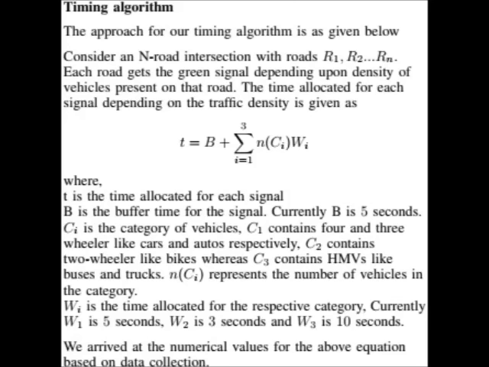Now for each category we had assigned a different time weight. In this case, for category 1 we had allocated 5 seconds, category 2 3 seconds, and category 3 10 seconds. We arrived at those numerical values of weights based on the amount of time, on average, the particular category of vehicle was taking to cross the junction.